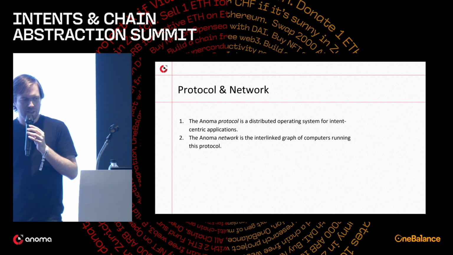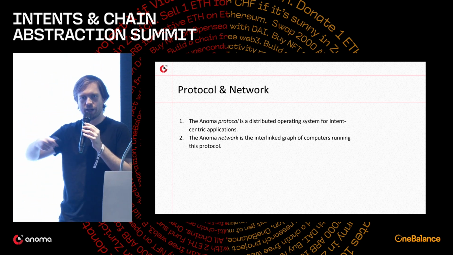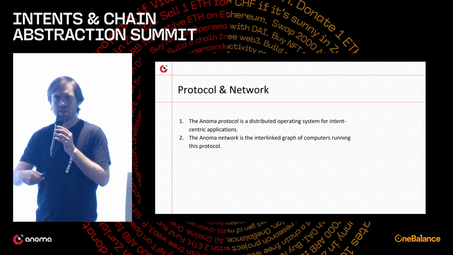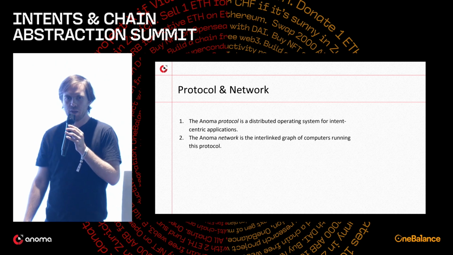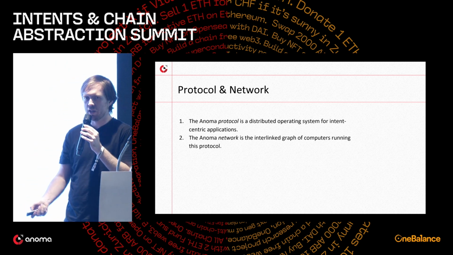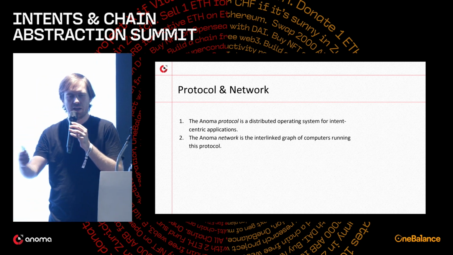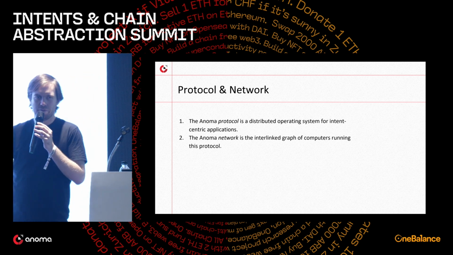The Anoma network is the interlinked graph of computers running this protocol. So these definitions are directly related to each other, right? The protocol is at least a design for a piece of computer software. There could be different implementations of the same protocol, but any computers running an implementation of that protocol and talking to one another are part of the network. This graph is not necessarily fully connected, but all of the computers running the protocol are part of it.